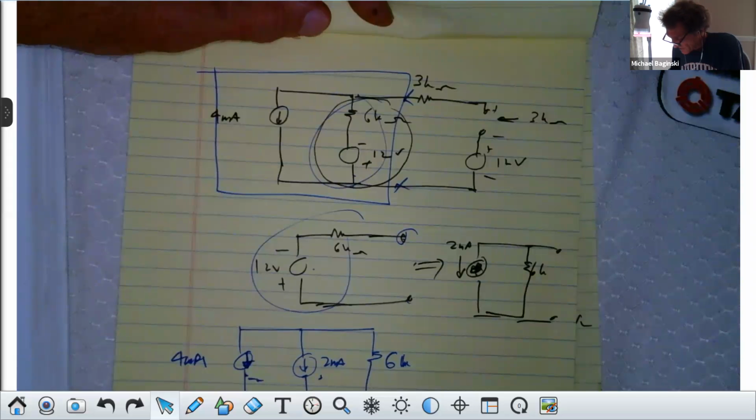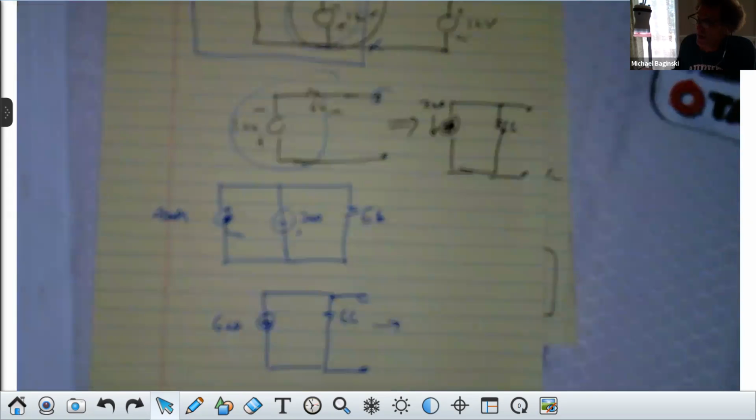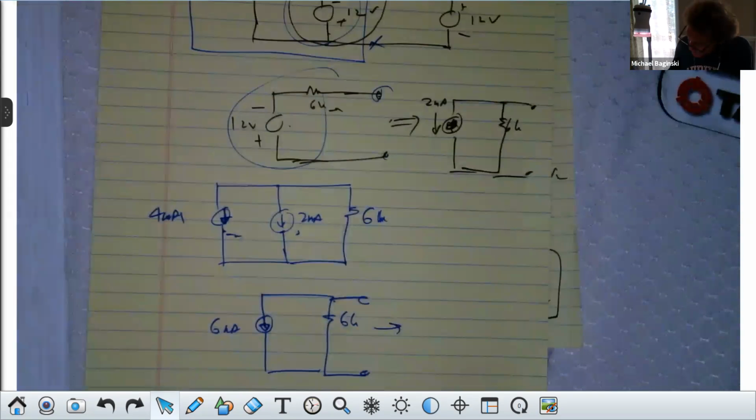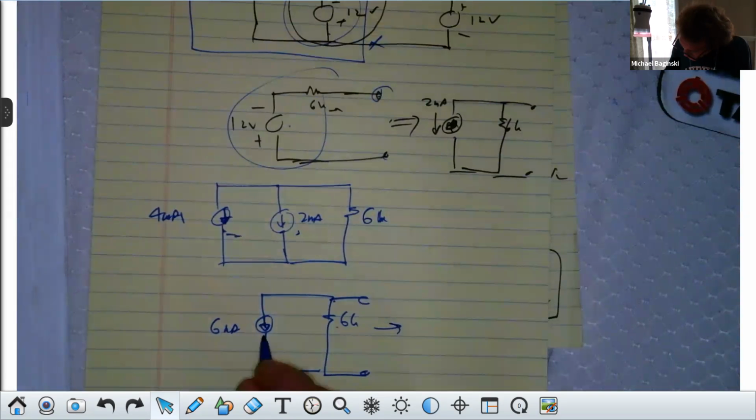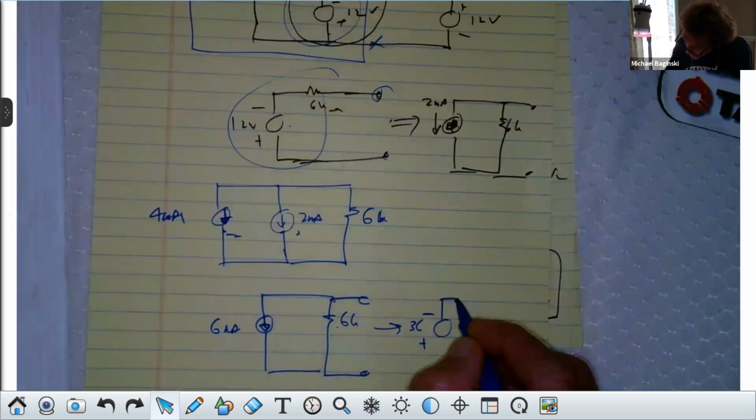Now, can you see that this could easily transform into a voltage source in series with 6K, class? Sure. I would take 6K times 6 milliamps. Notice it goes downward. So that'd be a minus to plus 36 volts in series with 6K, right?